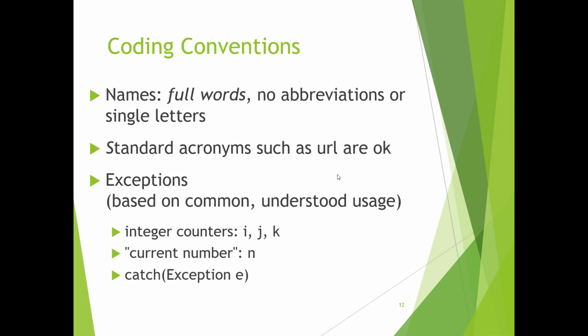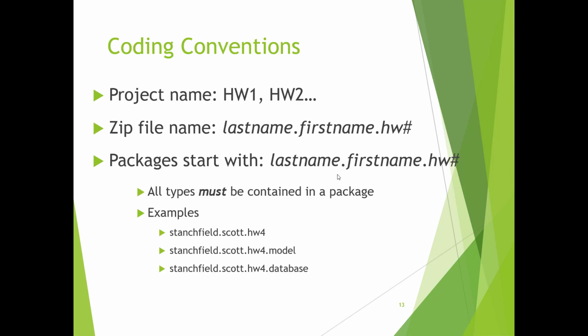Some exceptions to what I said about the names. I, J, and K for counters and loops are perfectly fine. For a current number or a current item in a loop, N is fine. And if you have catch blocks, E for the exception is perfectly fine as well.